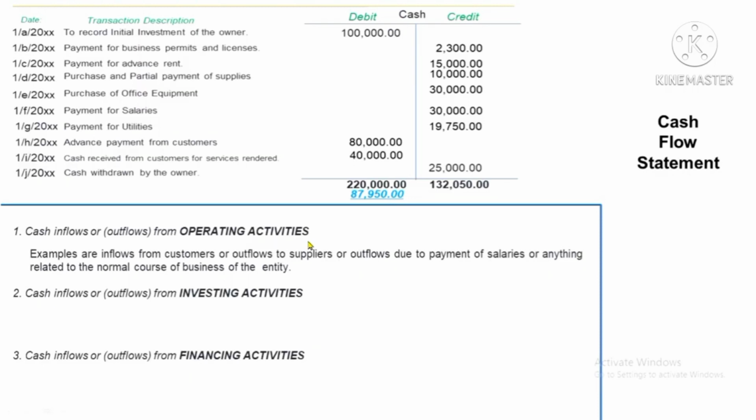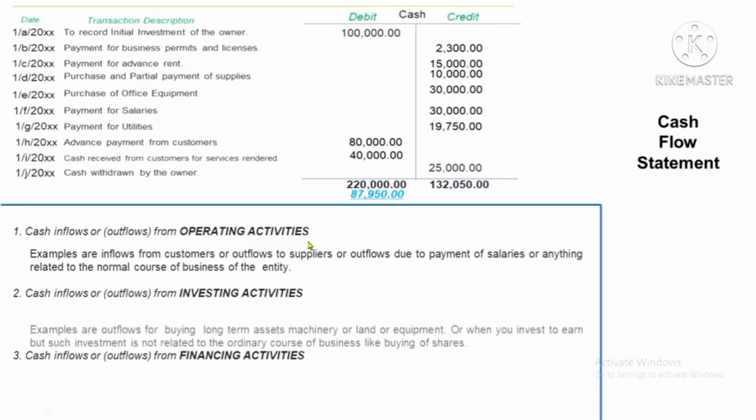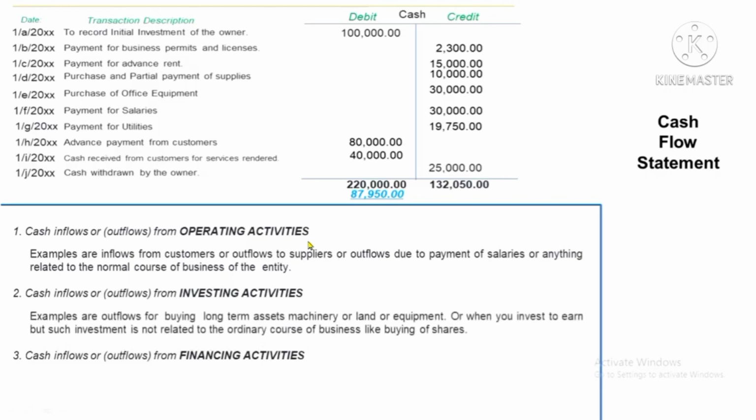While cash flows from investing activities are those that are related to buying of long-term assets, machinery, or land or equipment, or when the entity invests to earn but such investment is not in any way related to the ordinary course of business. Like for example, buying of shares of stock of other companies to earn dividends, even though the company is not normally engaged in the buy and sell of shares, or letting others borrow money even if the entity is not engaged in financing in order to earn interest.